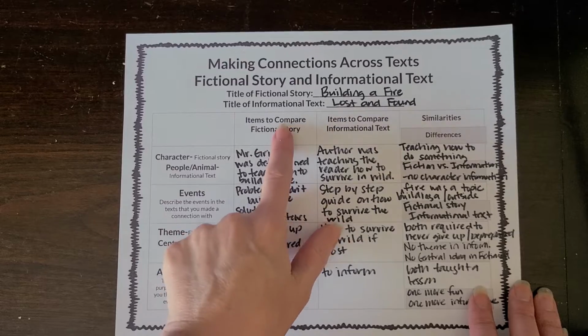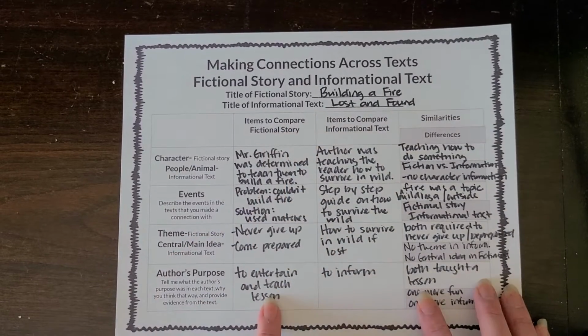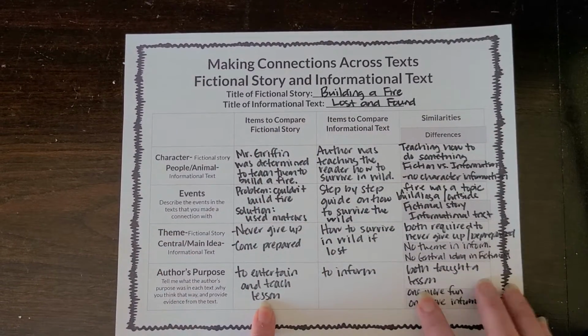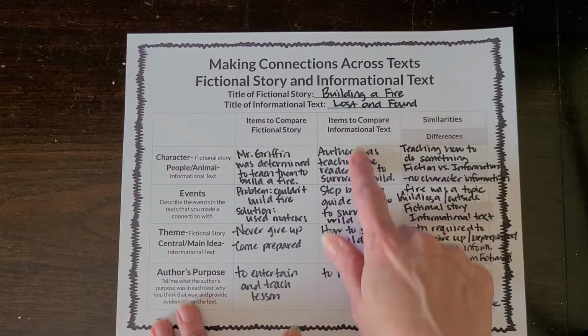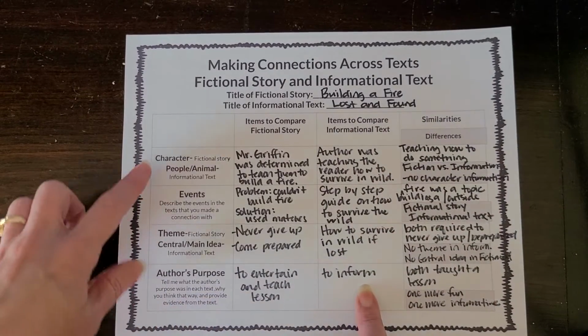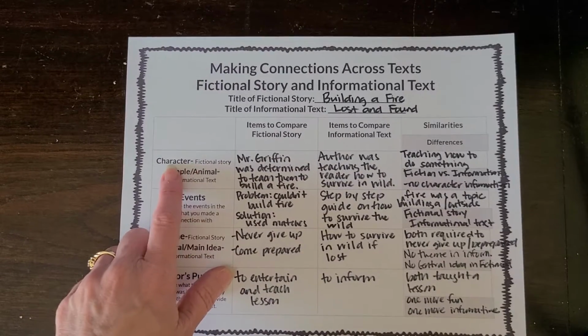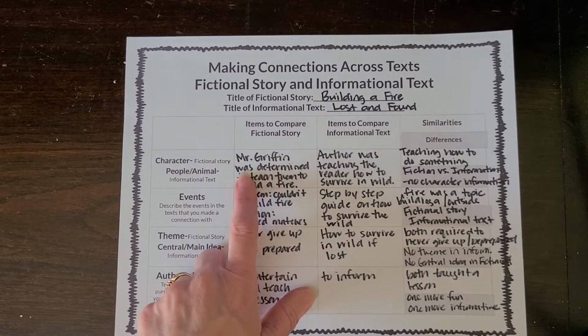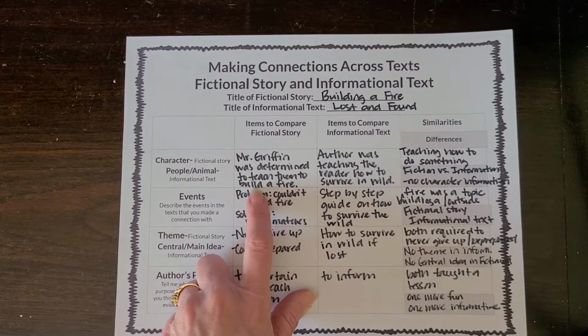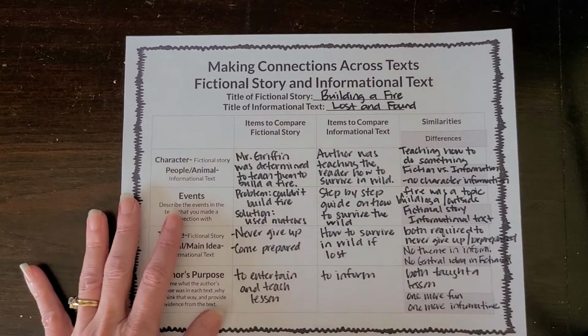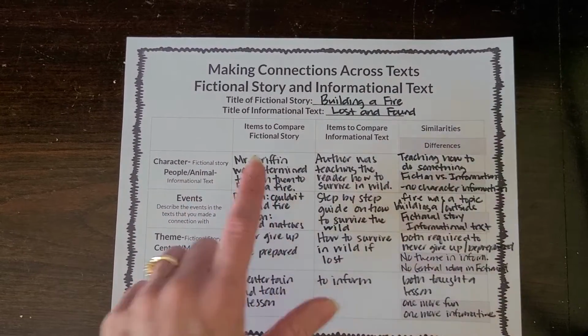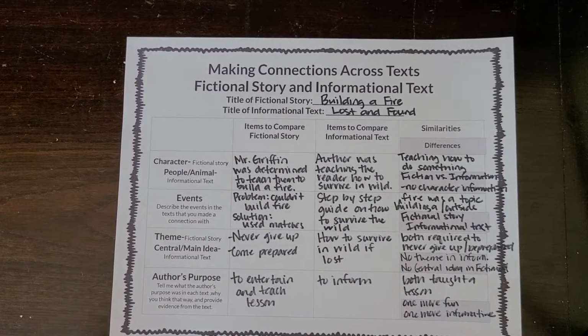So I'm going to take my fictional story, Building a Fire, and put my thoughts down here, and then my informational text and put my thoughts down here. And then I'm going to break it down based on each item. So the first one is the character. In the fictional story it was Mr. Griffin. He was determined to teach them to build a fire using friction. And that was what his part of the story was about.